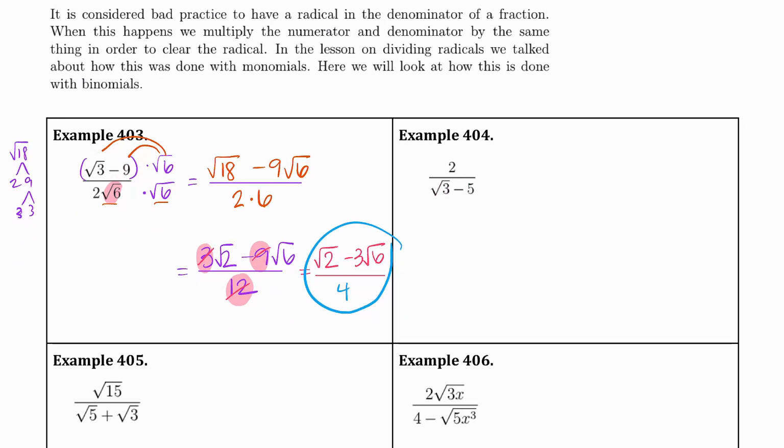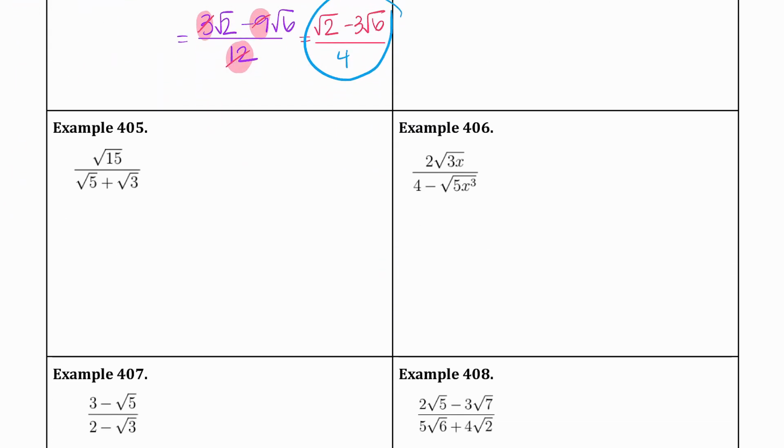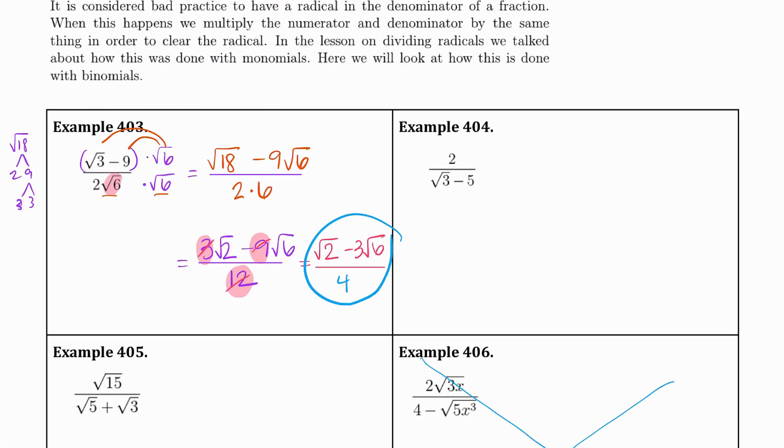Okay, so on most of the rest of these, I'm actually going to skip 406 here. I did not assign any of them that had variables in the radicals on your homework. So on example 404, notice our binomials in the denominator. So we're going to have to rationalize just a little bit differently. So let's put a little note here.